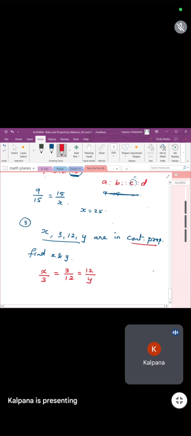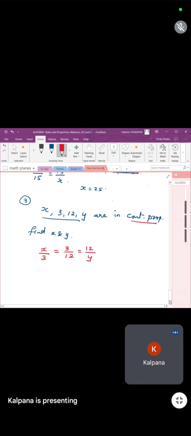By the words continued proportion, we must understand we have to give the ratio in this form. Now we can equate x by 3 equal to 3 by 12 and get the value of x. In the same way, equate 3 by 12 and 12 by y and get y. Can you all follow? This is the other model.